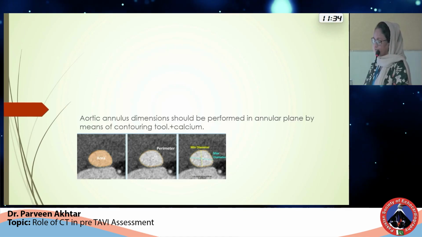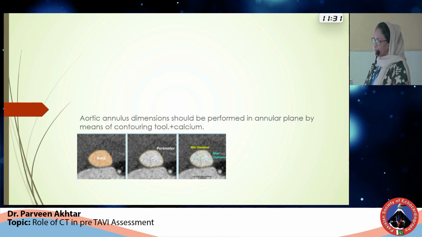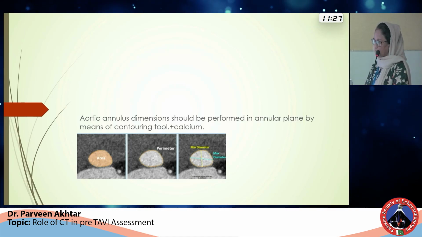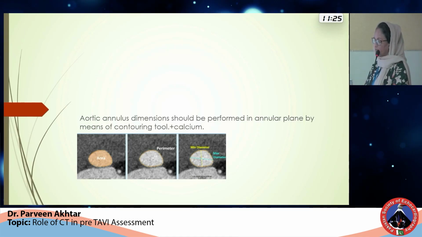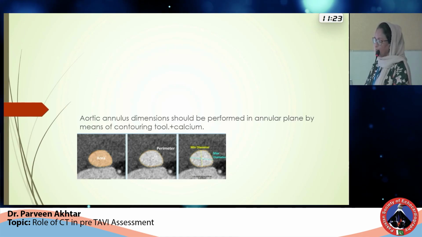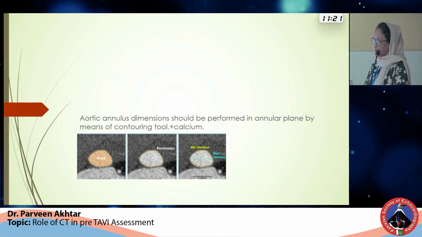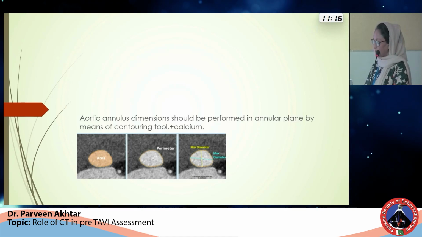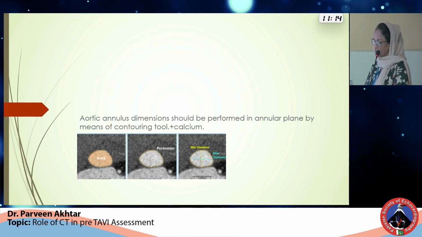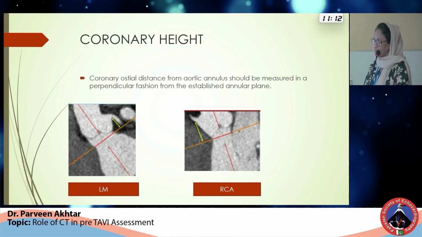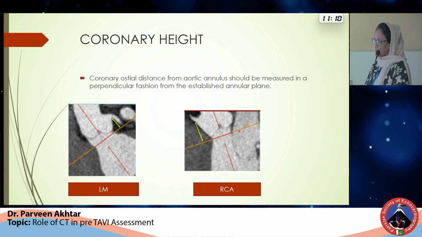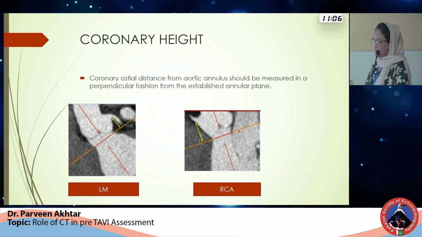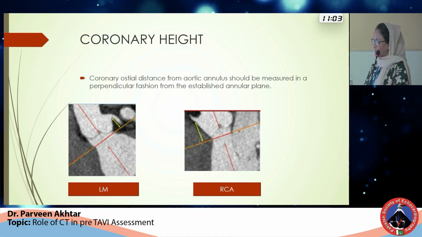In case of the annulus, you have to measure the minimum diameter and maximum diameter, and the minimum diameter depends on the selection of the valve for the ballooning. And you have to measure the perimeter and the area, and also comment on the calcification. Then the coronary height. Coronary height is measured from the reference point, which is the annulus, by a vertical line to the lower end of the coronary artery.